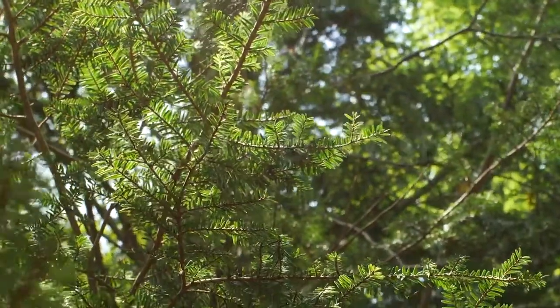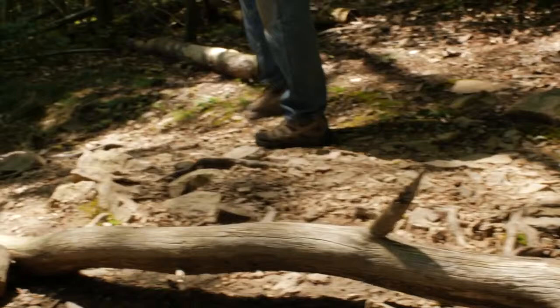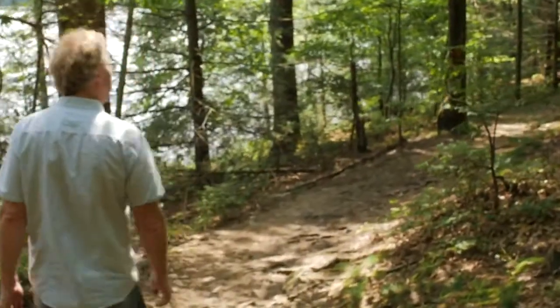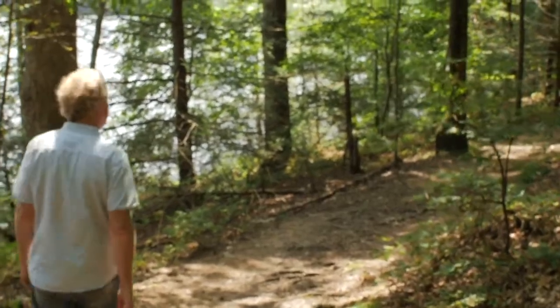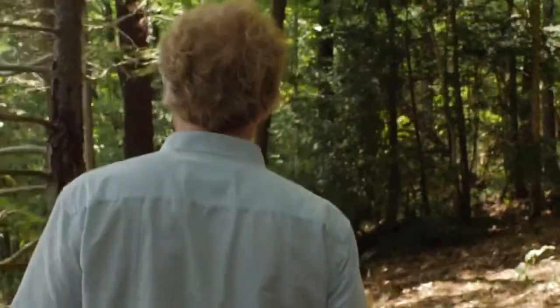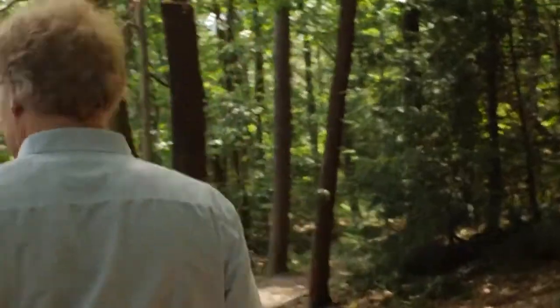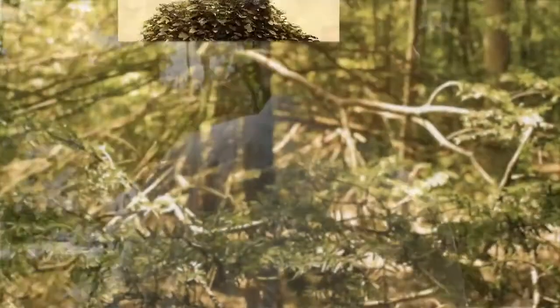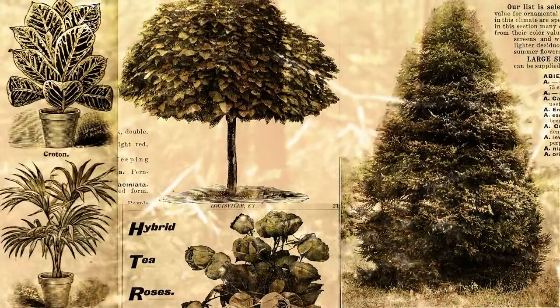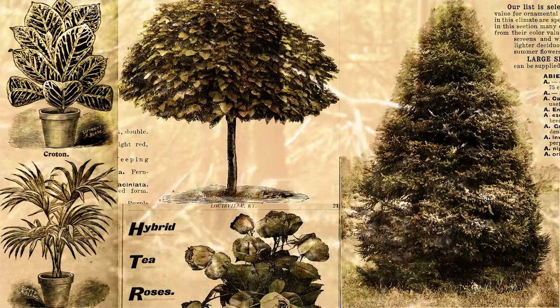Hemlock woolly adelgid is a very small aphid-like organism. It's native to East Asia. We believe that it was actually accidentally introduced with a live hemlock plant imported in 1911 in Richmond, Virginia. At that time, there were catalogs, and you could buy a hemlock tree that was maybe 6 or 7 feet tall, and it would be imported with roots and everything.